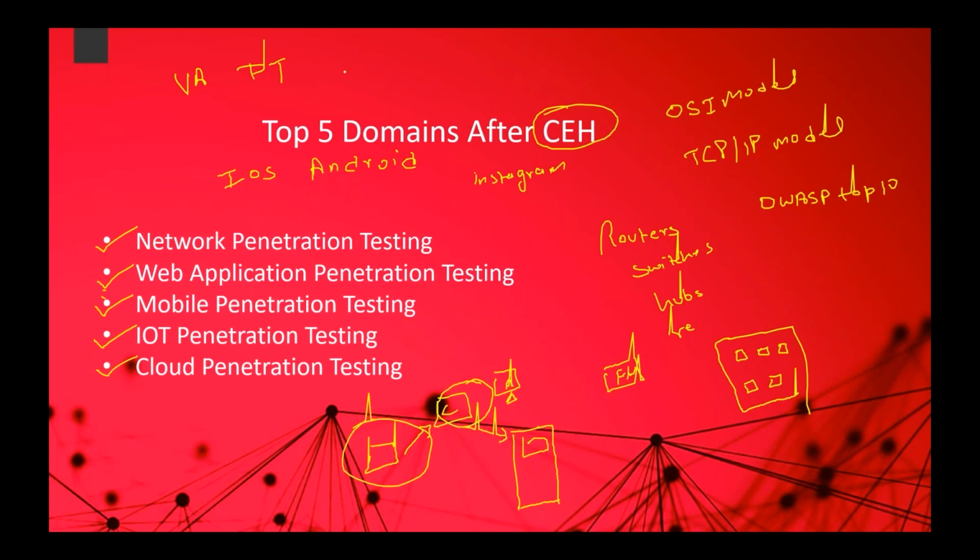All the domains that I told you are part of your CEH. Yesterday I told you what the modules in CEH are. For every module we have different tools, right? How to check the directories in a web application, what the vulnerabilities in a web application are, and how to exploit those vulnerabilities. What are the new tools that are there?